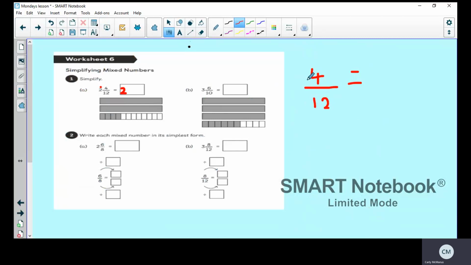I'm going to try 3 now. 3 does not fit into both because 3 doesn't fit into 4. Does 4 fit into 4? Yes. Does 4 fit into 12? Yes. So you divide both of them by 4.